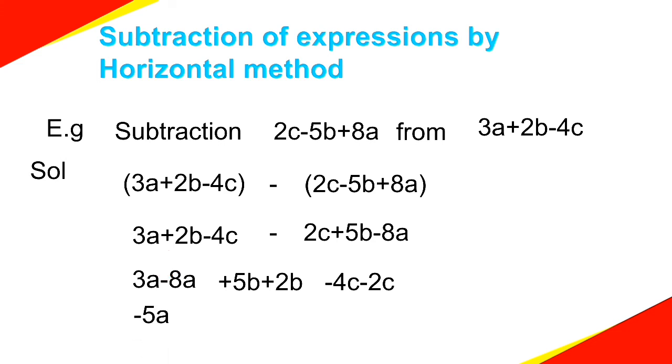So what we can get? Minus 5a. Next 5b plus 2b: 5 plus 2, 7b. Then 2c minus 4c, what we can get? Minus 6c. What is the equation we got? Minus 5a plus 7b minus 6c.